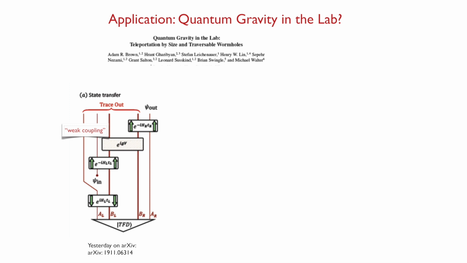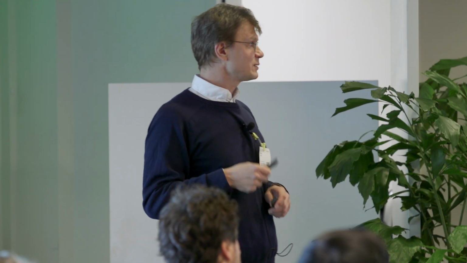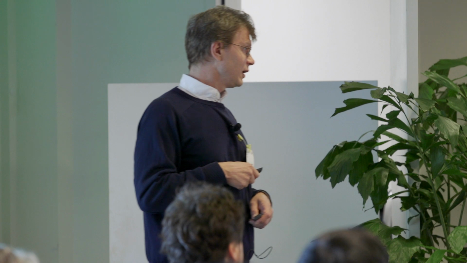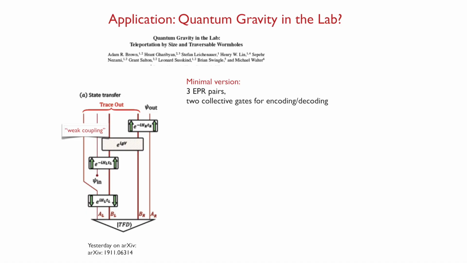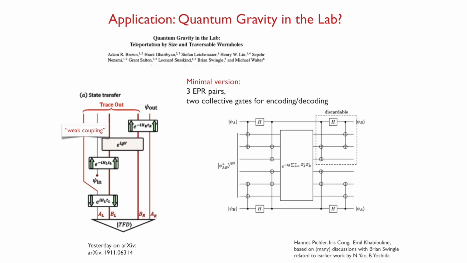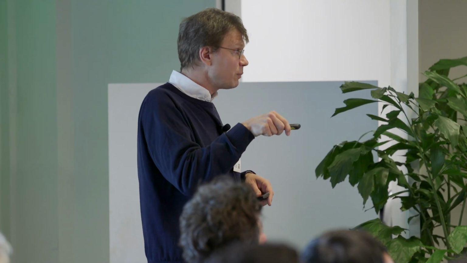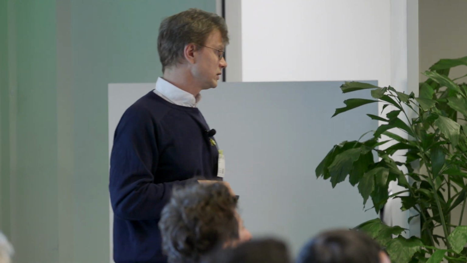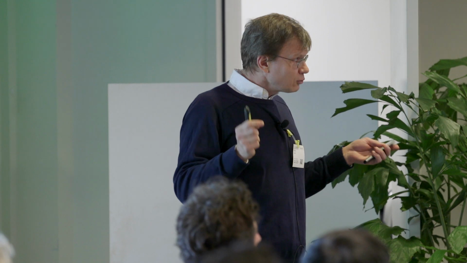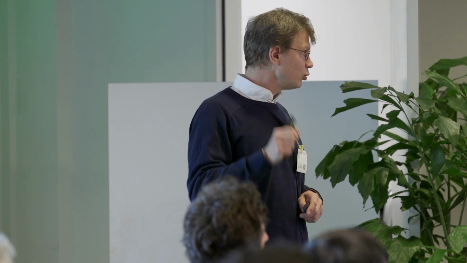We were fortunate to have Brian Swingle visiting us many times in the last few months, and motivated by these discussions with Brian, we developed a minimal version of this protocol. It turns out that this protocol can be implemented just by starting with three Bell pairs and two collective gates of the type that I showed, and then applying this weak perturbation, once again as prescribed in this very nice paper, you could implement this teleportation. It's actually very cool, and we are very much interested in doing these kinds of experiments.